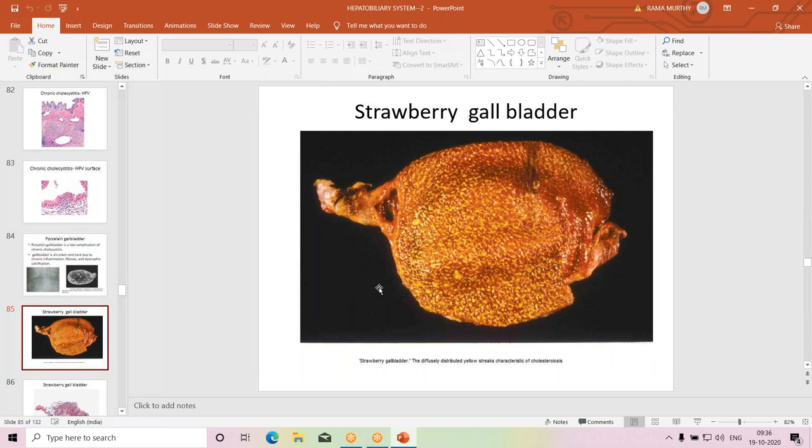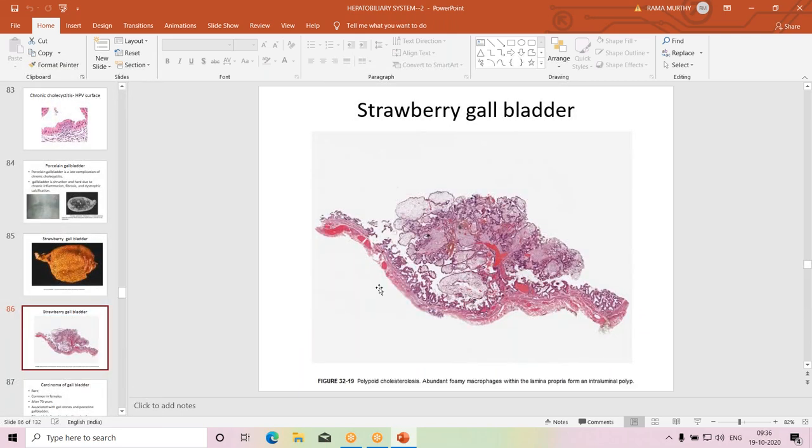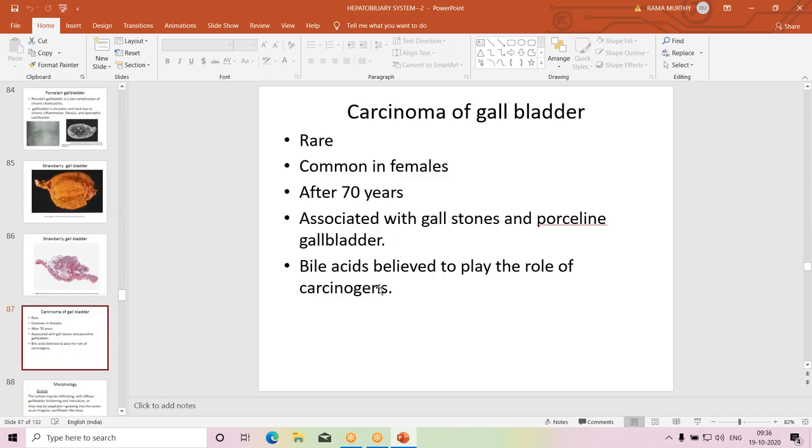It is also called cholesterolosis, because this condition is due to deposition of cholesterol in the gallbladder mucosa. The mucosa shows polypoidal areas, and the polyp contains pale or clear bulbous rounded structures. The stroma contains macrophages containing cholesterol esters. They are foamy macrophages, which can be seen in strawberry gallbladder or polypoidal cholesterolosis. Foamy macrophages within the lamina propria form an intraluminal polyp. So these two are variants of chronic cholecystitis: porcelain gallbladder and strawberry gallbladder.